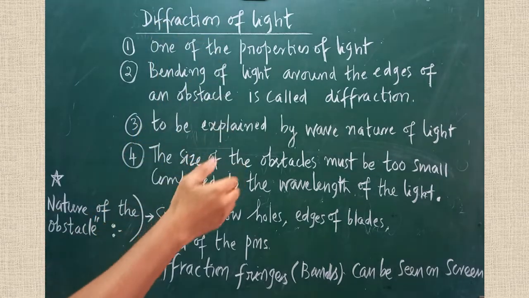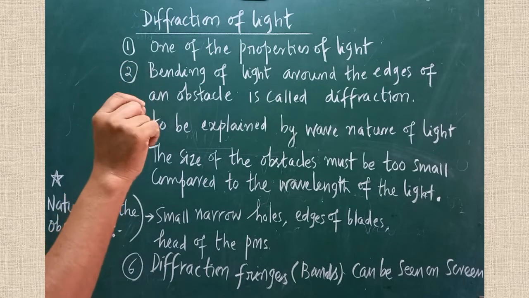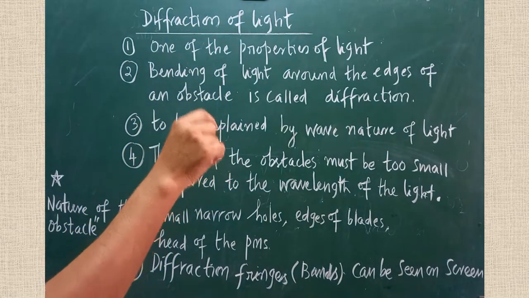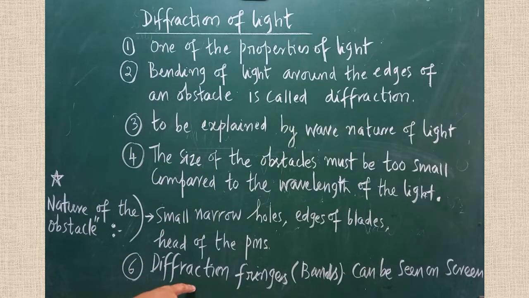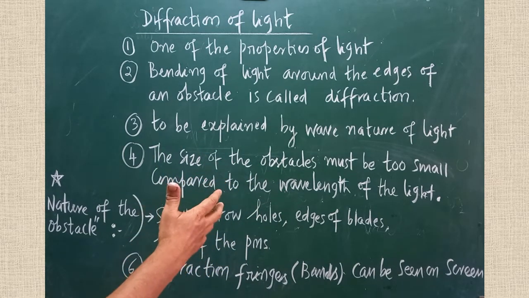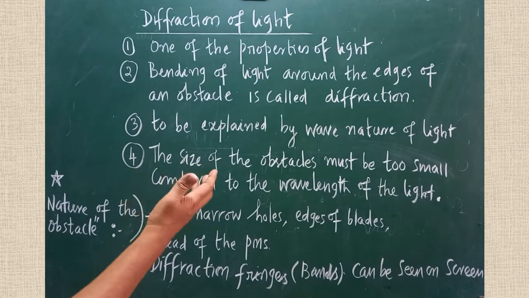That will form the diffraction fringes on the screen. That is the central maxima. On either side of the central maxima, bright bands with lesser intensity will be created. Such kind of fringes can be observed in diffraction phenomena. Later in the next slide, I will explain how the diffraction occurs around the edges of the obstacle, with the help of a ray diagram.